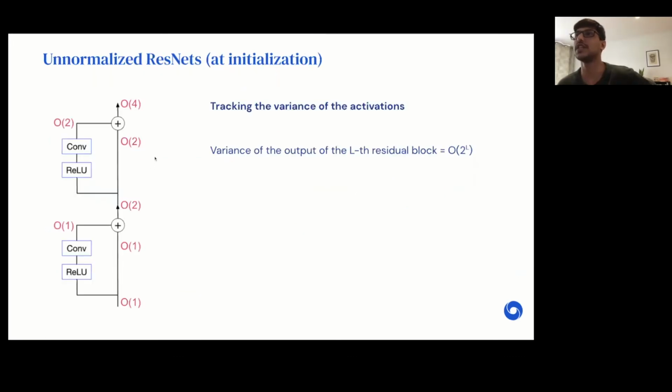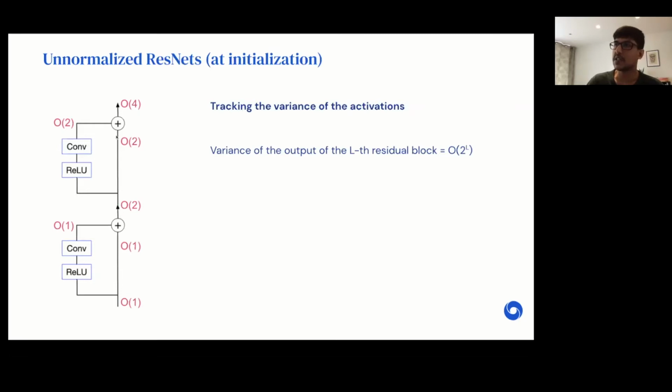So let's first look at the unnormalized ResNet, and what happens at initialization. Here on the residual path, you just have the nonlinearity and the conv layer without any batch norm layer. If the input to this residual block has variance of order one, the output of the residual path and the skip path would both have order one variance. And because the residual path and the skip path are summed together, the variance is order two at the end of the first residual block.